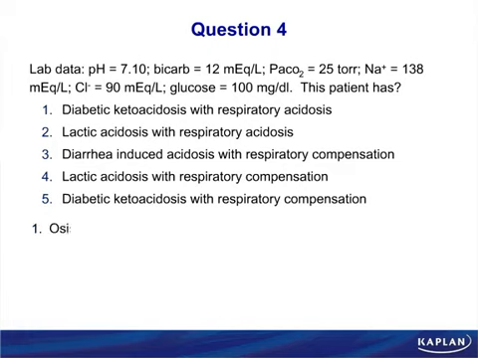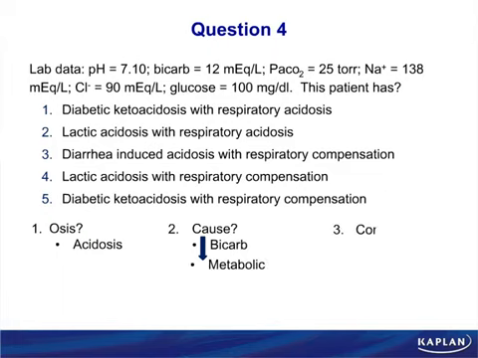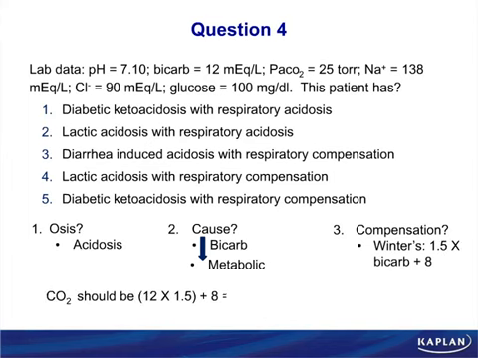What is the osis? I look at that pH. It's low, so they have an acidosis. I look at that bicarb. Have an acidosis with low bicarb, low base. Makes sense? It's metabolic. Now I have to determine, was there an appropriate respiratory response? I calculate what CO2 should be using Winter's equation.